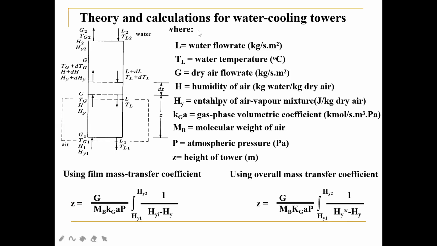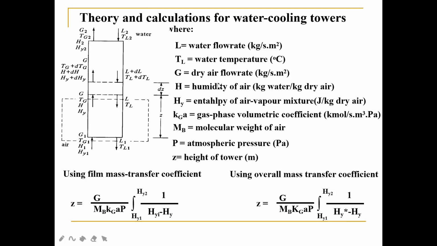Okay, so let's go back to this. What is L? Look at L2, L1. L is the water flow rate. The water flow rate starts from the top going downwards. And TL is the temperature of the water that's flowing from the top to the bottom. If you see here, the L up here we call L2, because all the numbering and symbols are based on G, which is the gas flow.